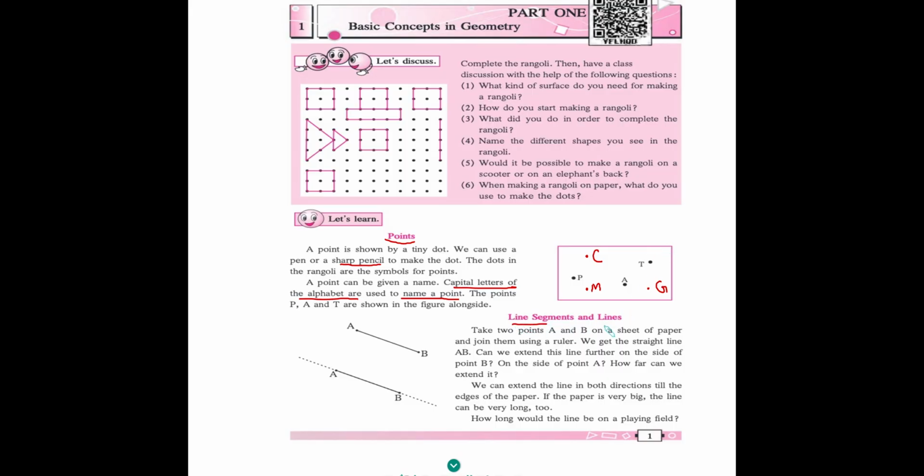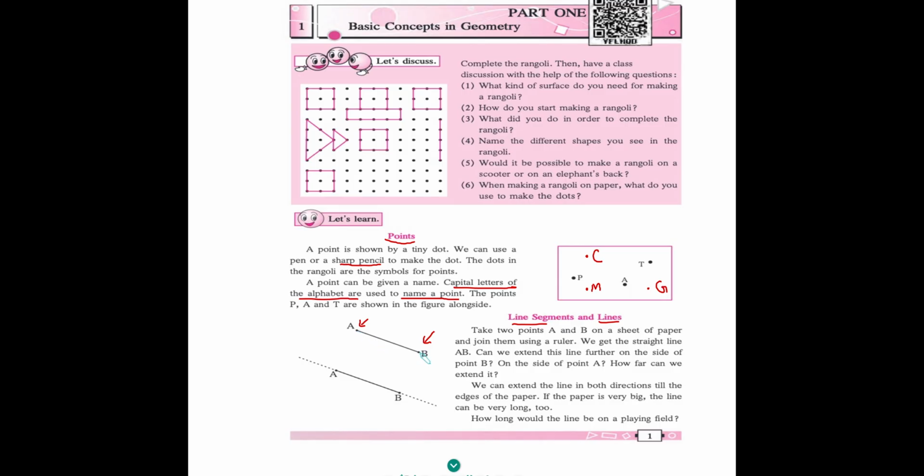Line segment and lines. We have to take two points. Now you can see that we have taken point A and point B, right? These are the two points we have taken on a sheet of paper, and then we have to join them by using the ruler. We can join these two points with a ruler or scale. We get the straight line AB.